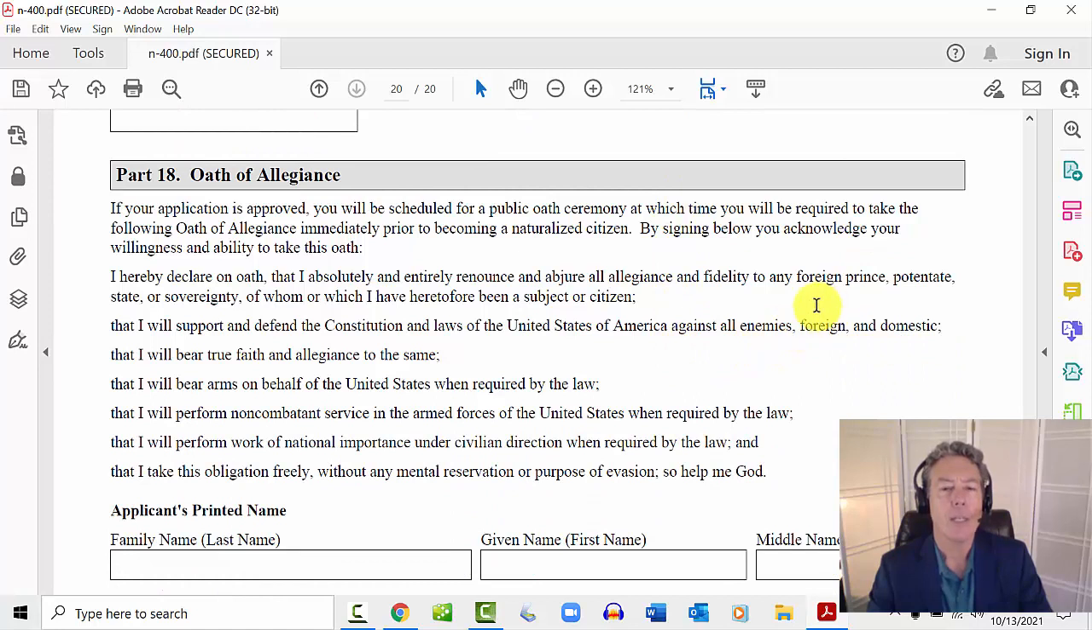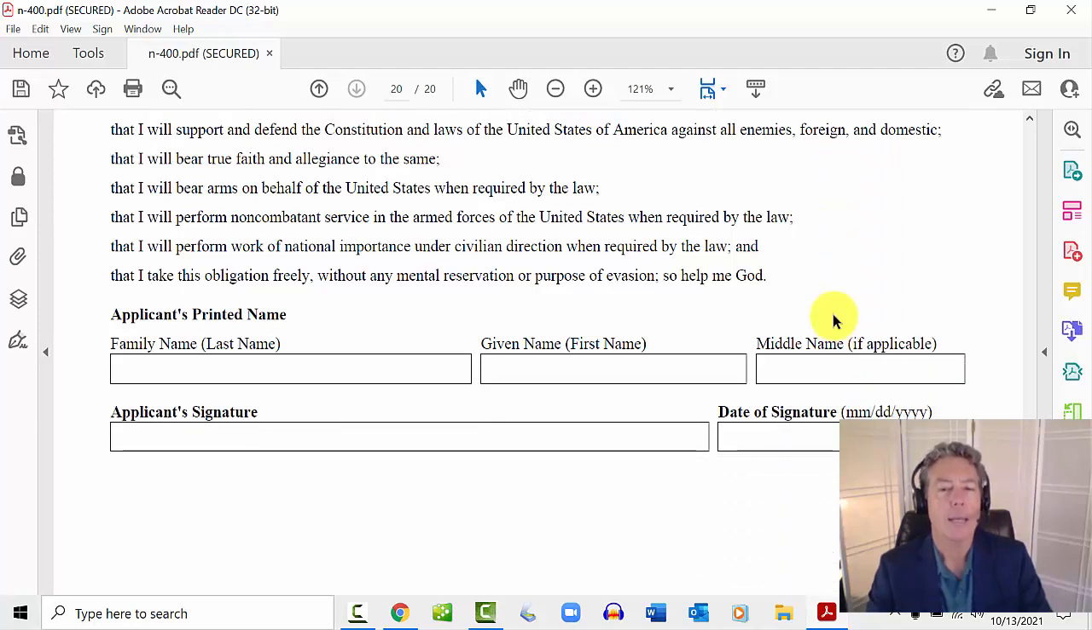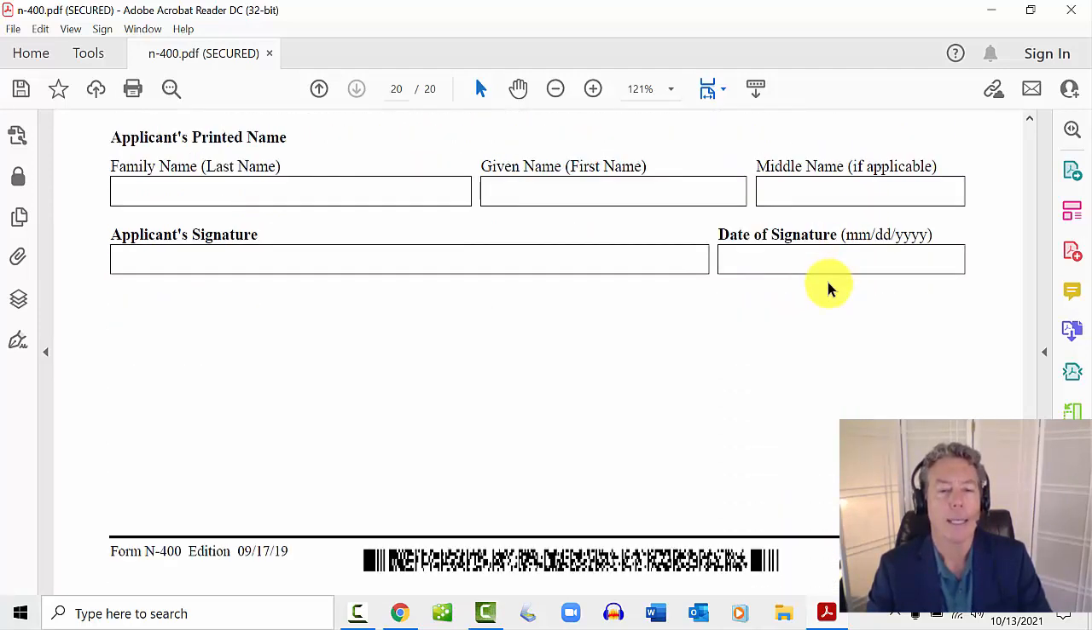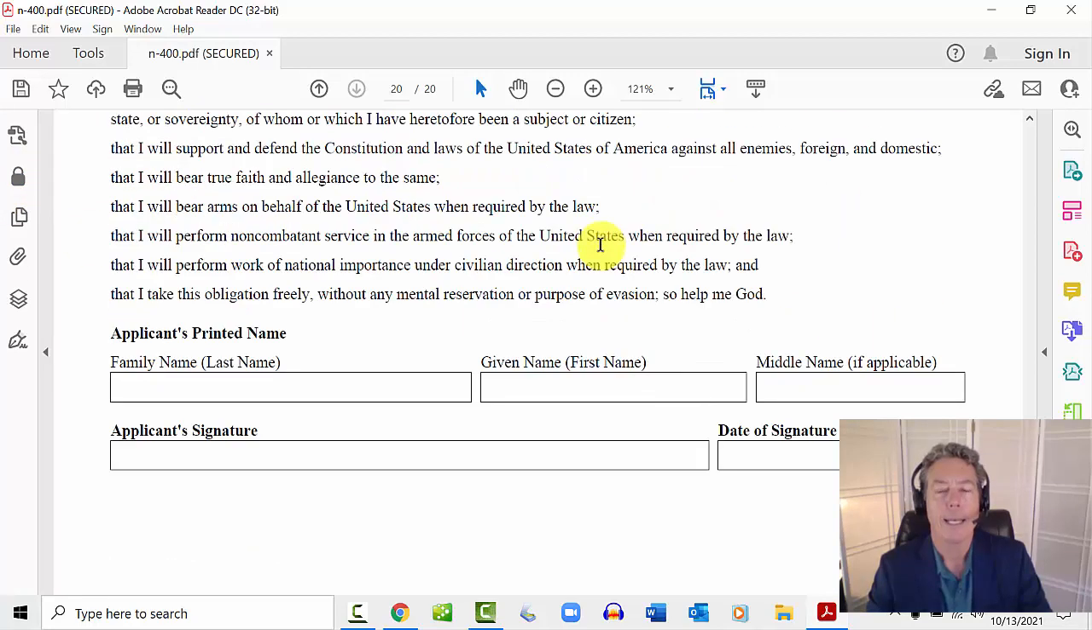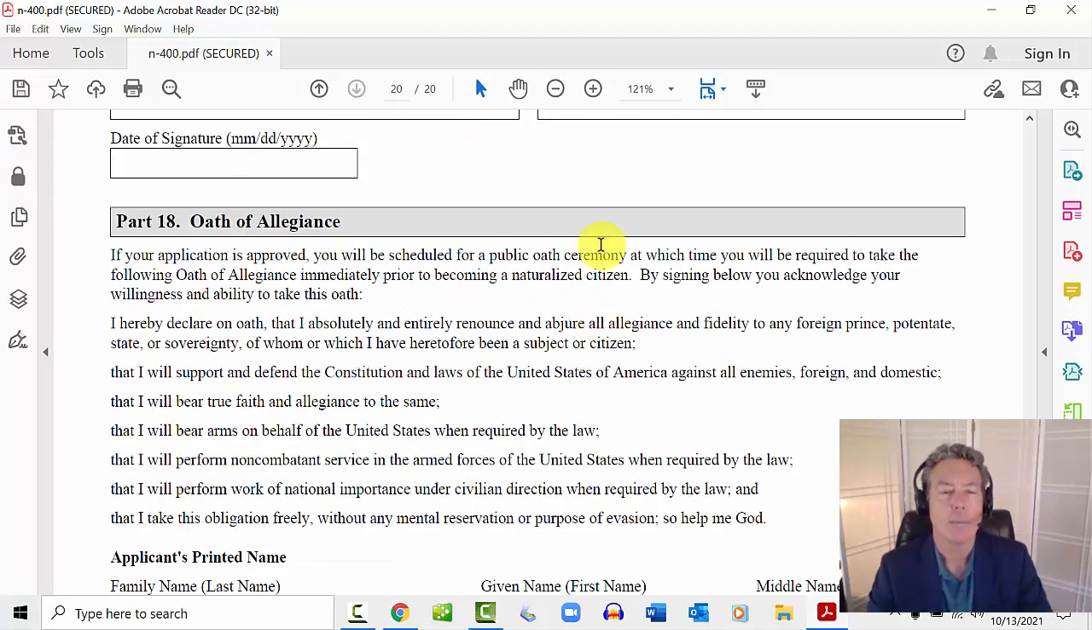And then here's the oath of allegiance. Does this look familiar? Those are the points you just checked yes on above there. So they want you to say that in front of them at the interview. All right. And then they're going to have you sign this down at the interview to finish the deal.